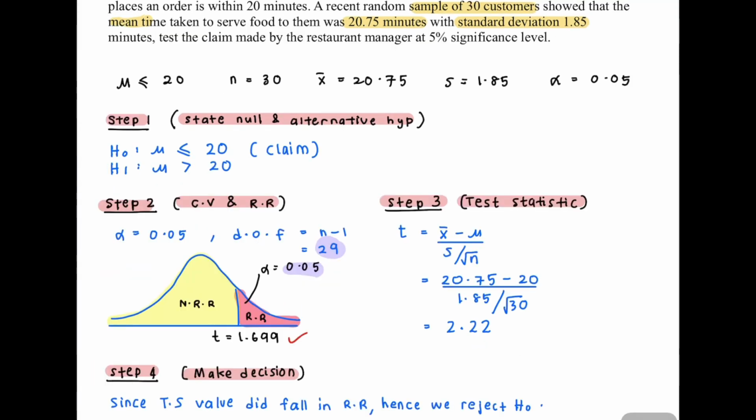Okay. Step number 4 is make a decision. How to make the decision based on the test statistic value: whether this value falls in the yellow area or the red area. So 2.22 falls somewhere here, which is in your rejection region. Then you have to reject the null hypothesis. So you can say since the test statistic value did fall in the rejection region, hence we reject H0.